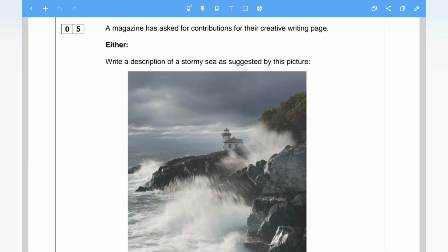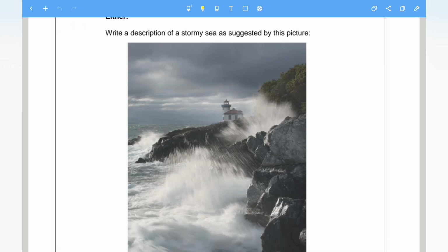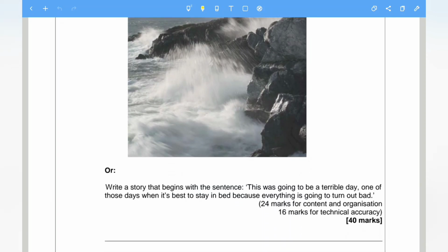Today we are looking at section B and the importance of section B. Section B for English language GCSE is in fact 40 marks. This question is very important. It's crucial, in fact, in determining what you will end up getting for English language.